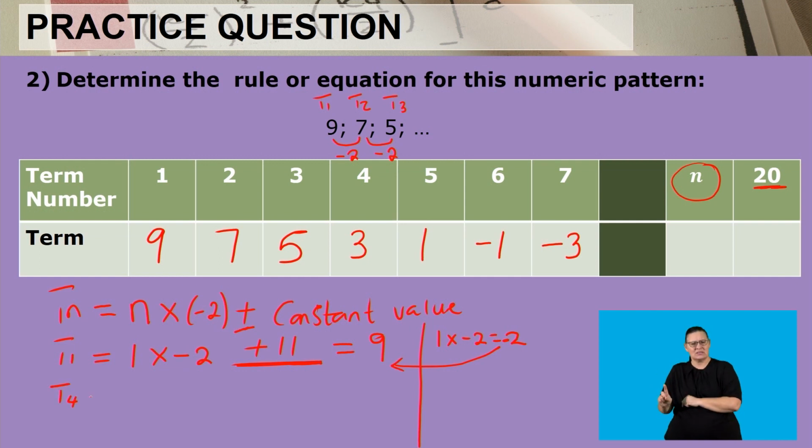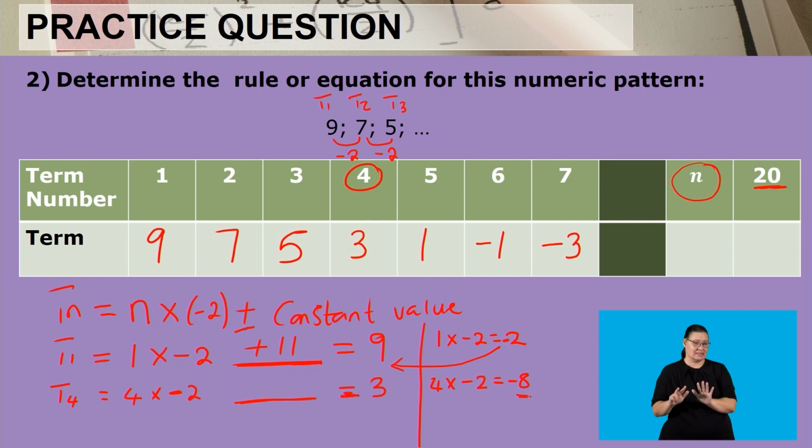Let's check if it's true for any of the other terms. Let's use the fourth term. Now, 4 multiplied by a negative 2 will give us a negative 8. But we are not looking for a negative 8. If we look there, our fourth term is a 3. So we are looking for a 3. So from negative 8, how are we going to move to a 3? Yes, we are going to add an 11. So we saw there that we add 11 so that we can get to that particular term. So what does this mean for our rule?